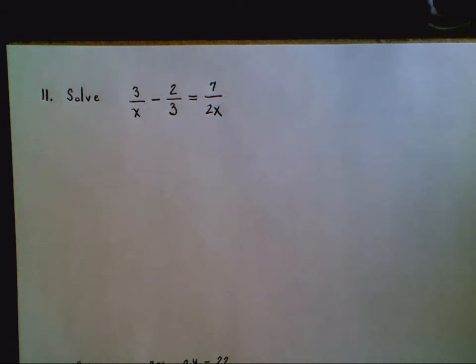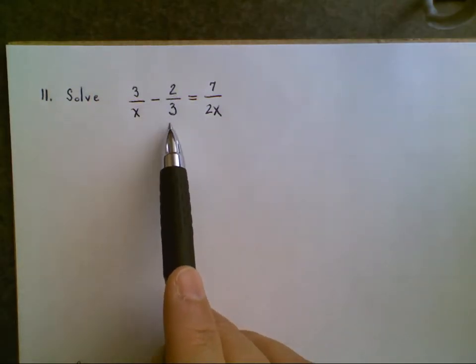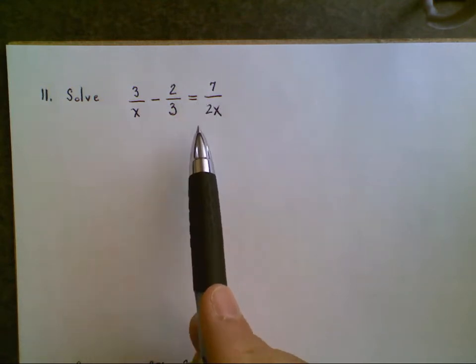Continue with the PowerPoint review that we have in Algebra 2. I have two more problems, the final two. I have to solve the following rational equation. In this case, I have 3 over x minus 2 over 3 equals 7 over 2x.